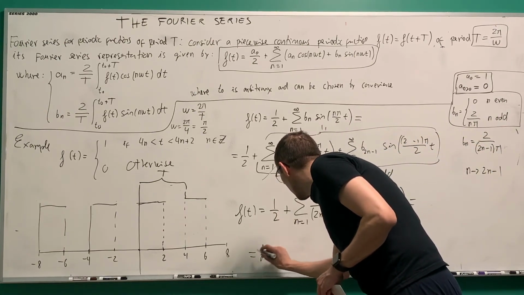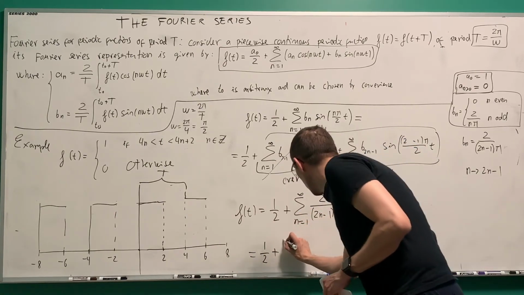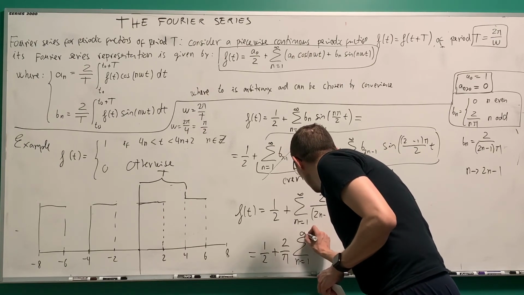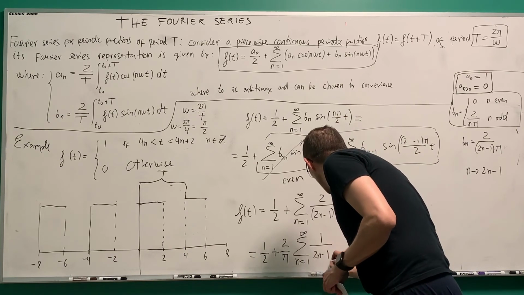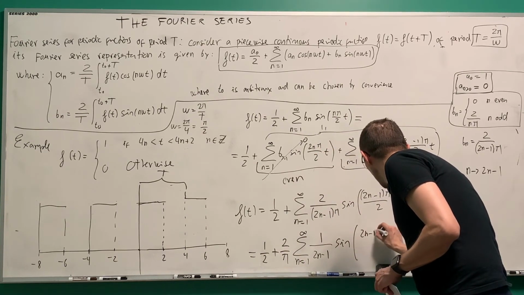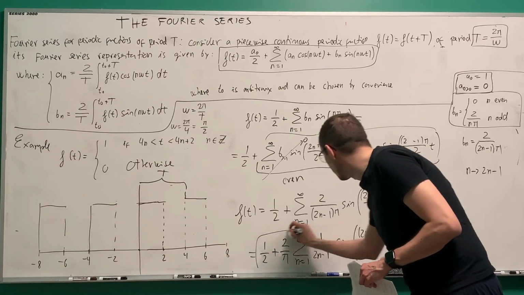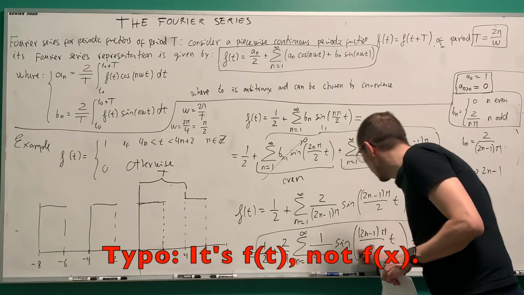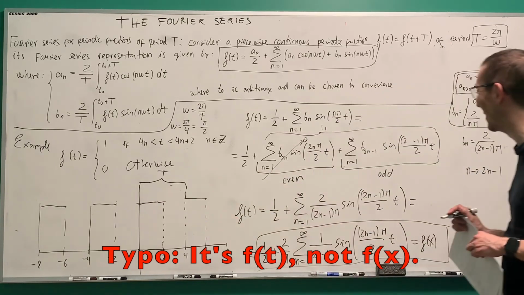F of t is equal to 1 over 2 plus, I take the numbers out, 2 over pi, sum n equals 1 to infinity of 1 over 2n minus 1 times the sine of 2n minus 1 pi divided by 2t. And that's the final result. That is f of x, the Fourier series representation of the function f of x, like that one. This function is that one.